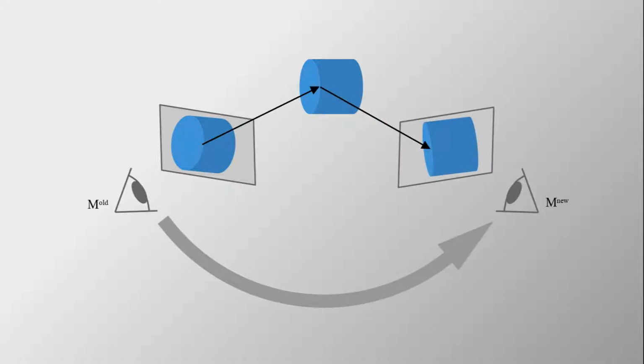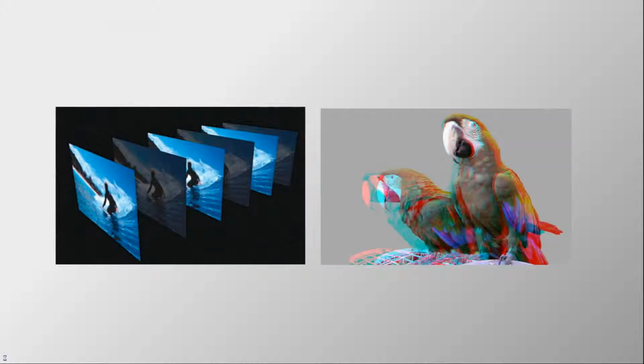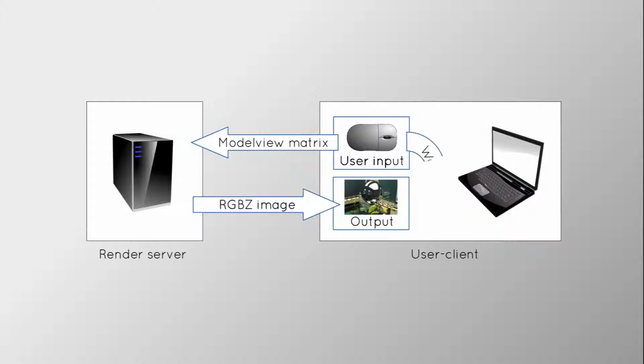Creating novel views from a single image can be done by unprojecting depth information from an old image into world space and back to a new image with a different camera matrix. This technique, also known as warping, has a lot of use cases, such as temporal upsampling, subsequently added 3D vision, or latency reduction within a client-server setup used for remote rendering.